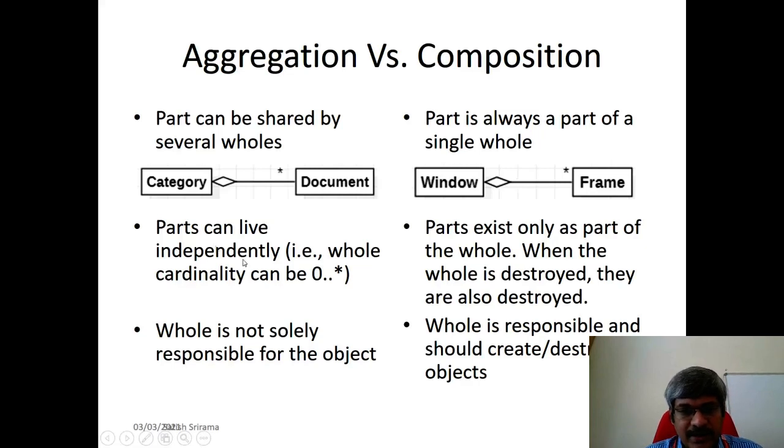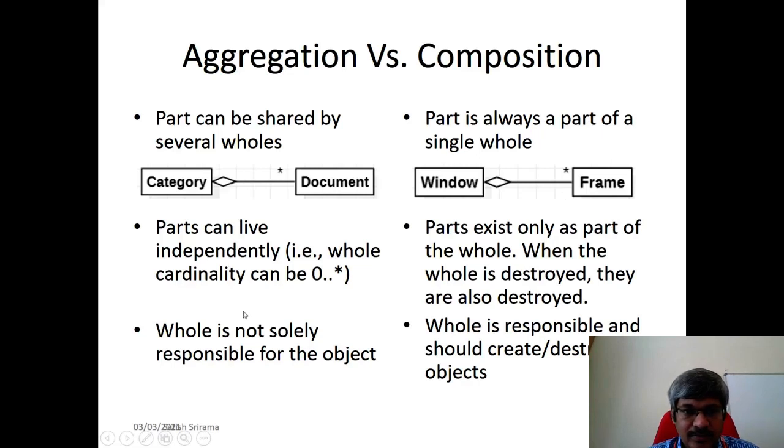Parts can live independently, this is what I have been telling. So that means the whole's cardinality can be 0 to star. For example, a document can also live independently. Whereas as far as composition is concerned, parts exist only as part of the whole. When the whole is destroyed, as we already discussed, the parts are also completely destroyed. Destroying a window will destroy all the frames.